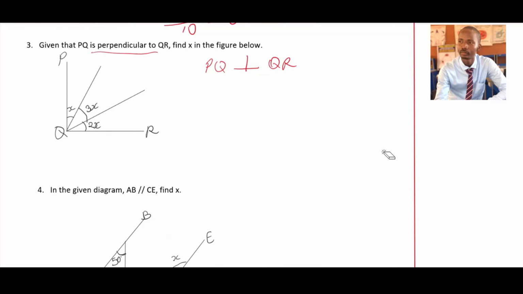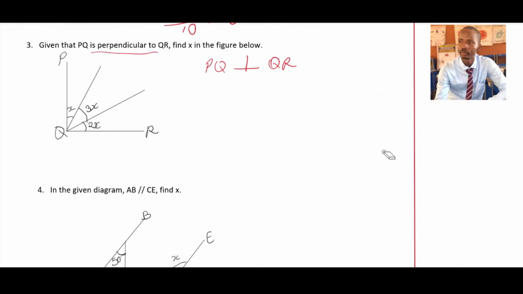So, given that PQ is perpendicular to QR, we are to find x in the figure below. All right, so one thing we should know is that perpendicular lines make 90 degrees, or a right angle. So if I have this, and I have this, it makes a right angle. So these lines are perpendicular, right? It can go the other direction. You can have it this way. It's a straight line. It's perpendicular, right? Or we have it this way. But we will be told that these two lines are perpendicular. We don't just assume, right? The information must be given.